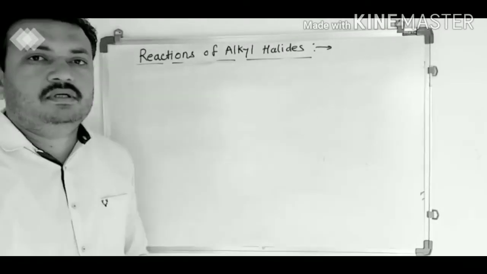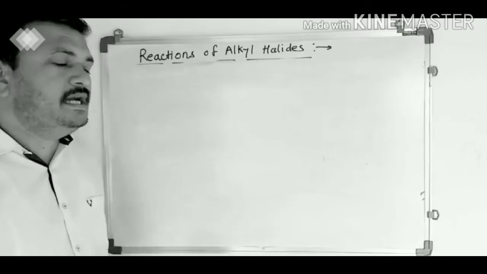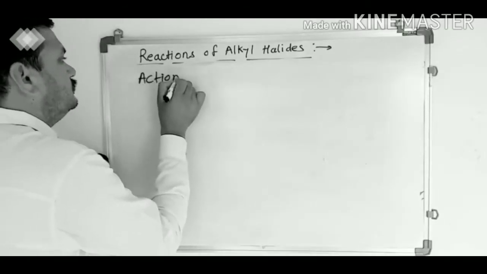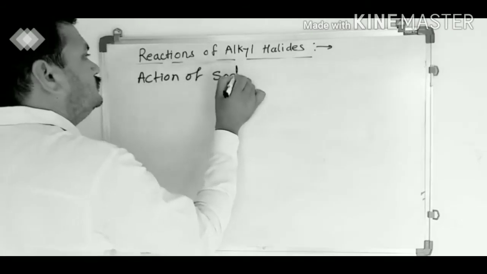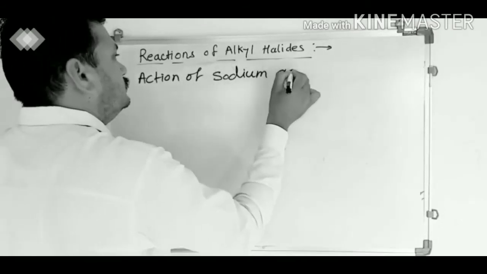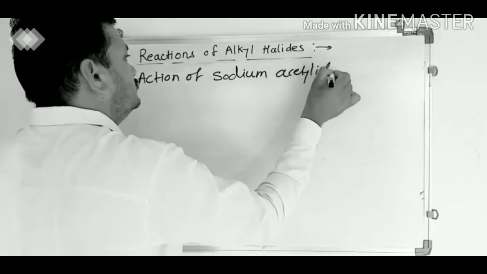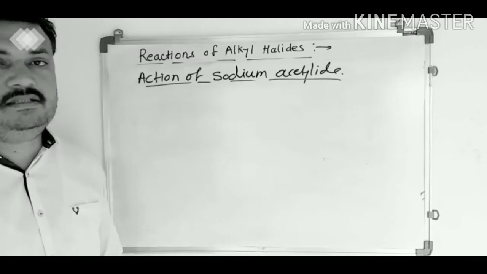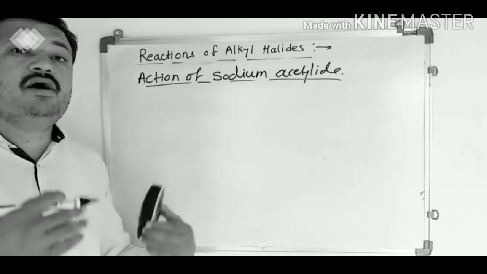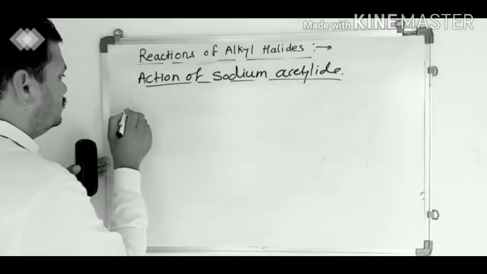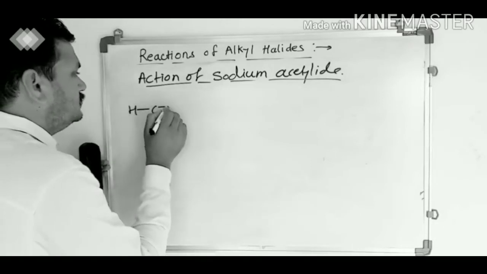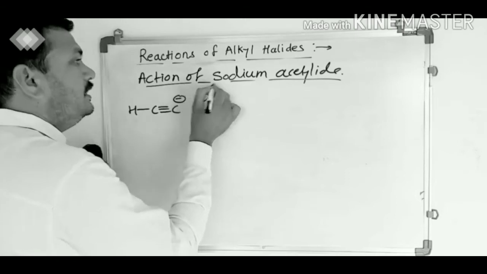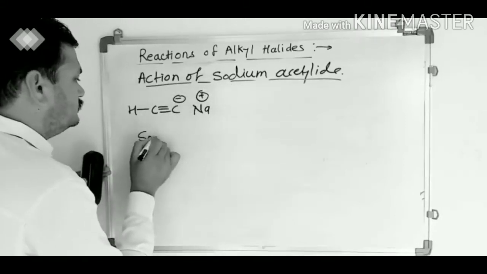Okay. Next reaction, it is action of sodium acetylide. When alkyl halide is treated with sodium acetylide, then formation of higher alkynes takes place like this. It is C triple bond C minus Na plus. It is sodium acetylide.